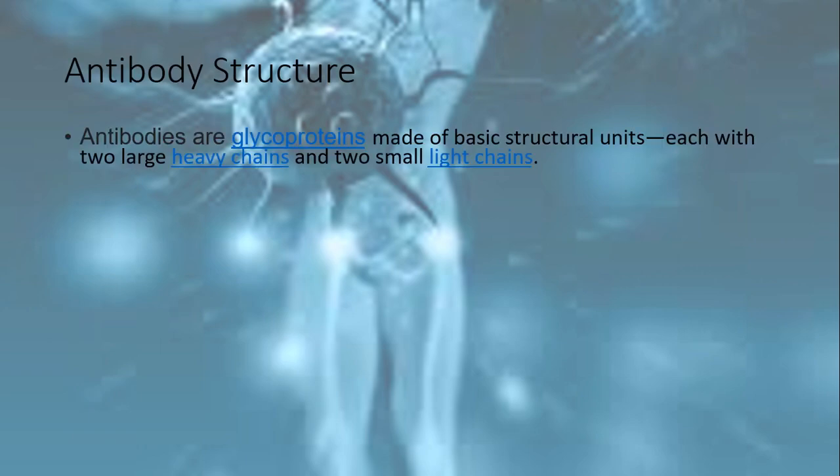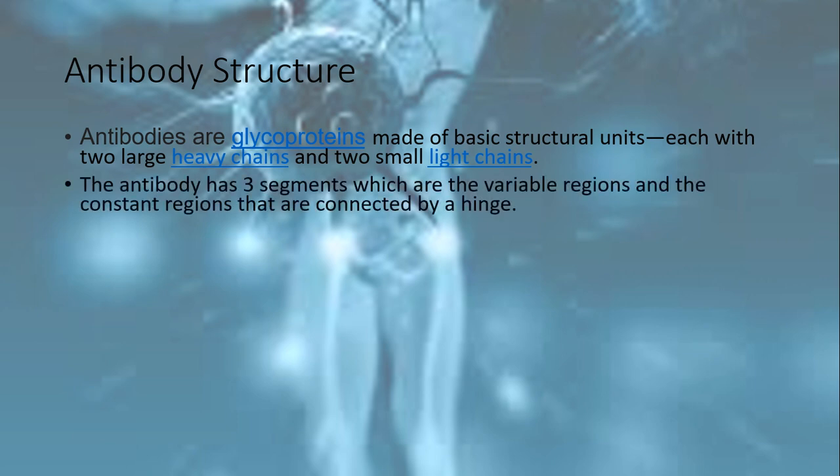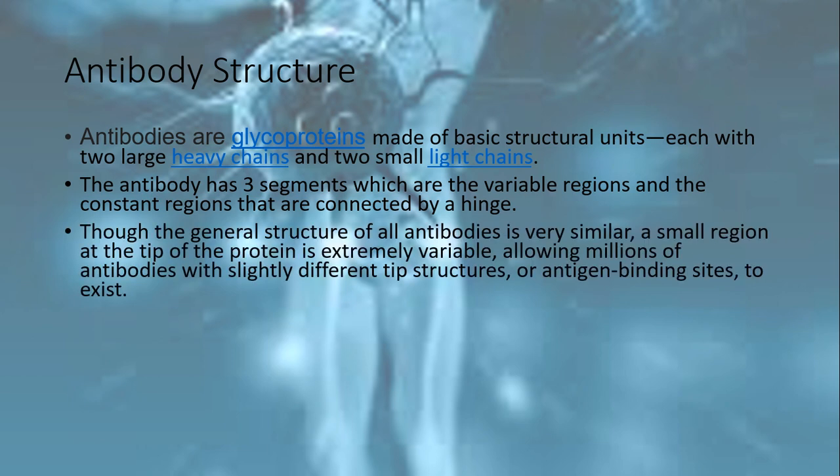Let's take a look into the antibody structure. First of all, the antibodies are glycoproteins, so they are made up of a mixture of carbohydrate and proteins, made up of two large heavy chains and two small light chains. The antibody usually has three segments, which are two variable regions present on the tip of the Y-shaped antibody, and a constant region, which is the region that fixes the antibody to the B lymphocyte. Between these variable and constant regions, there exists a hinge. So this makes the antibody made up of three segments.